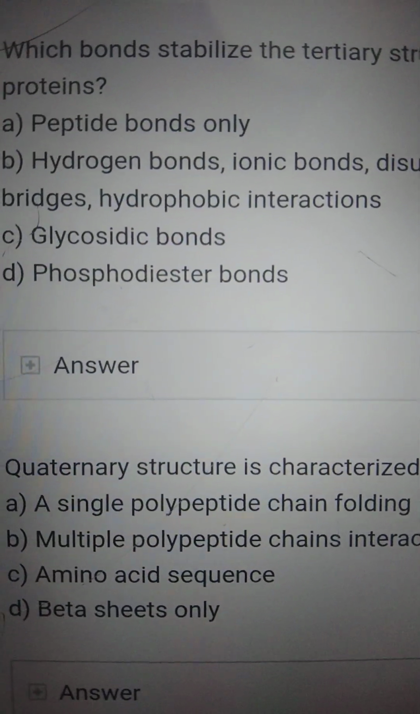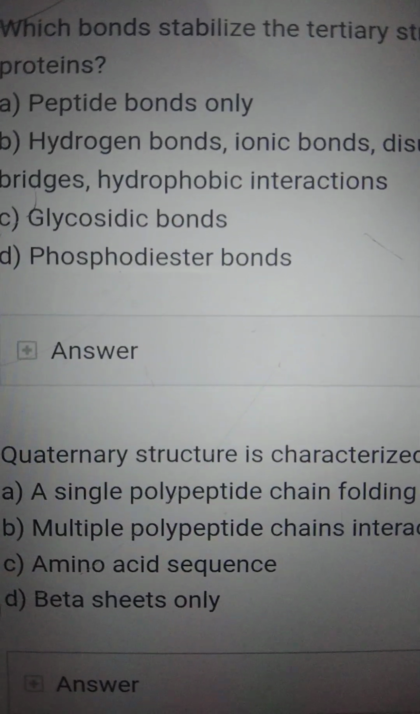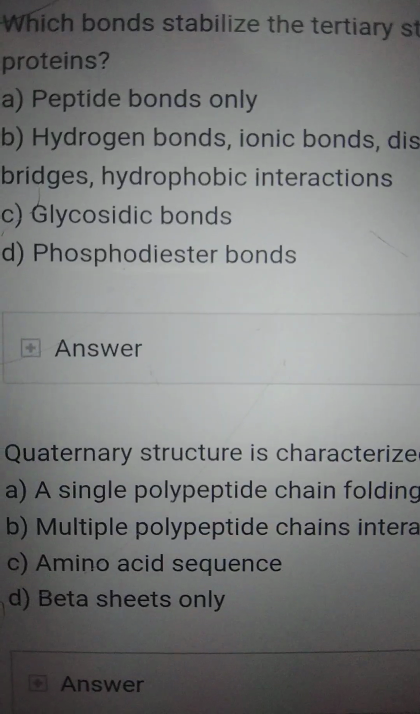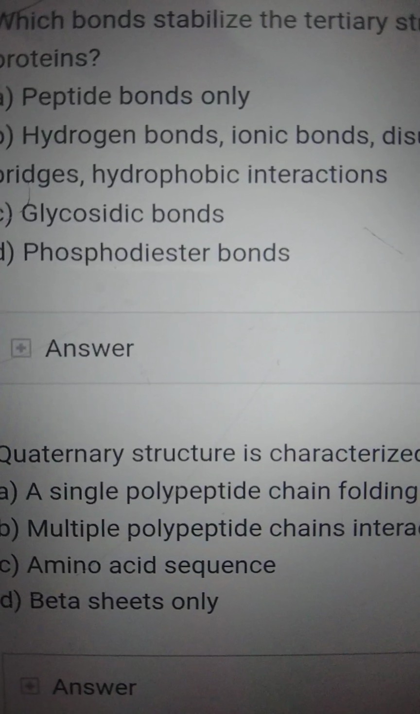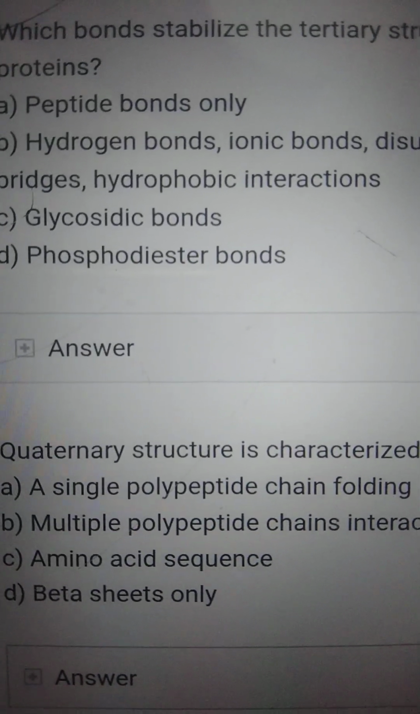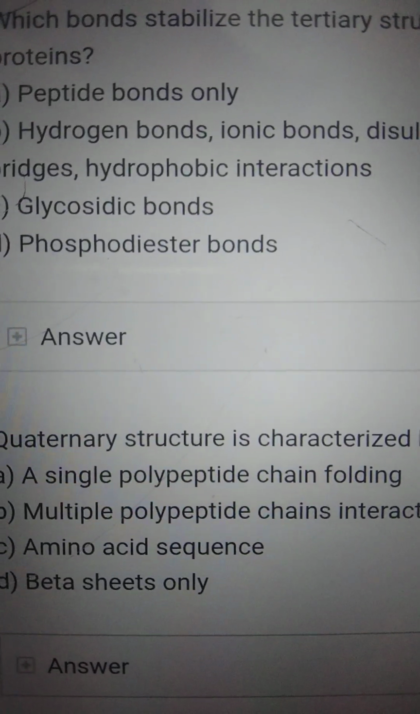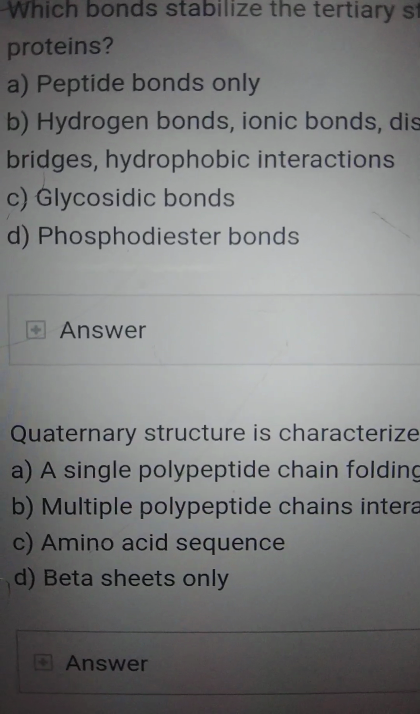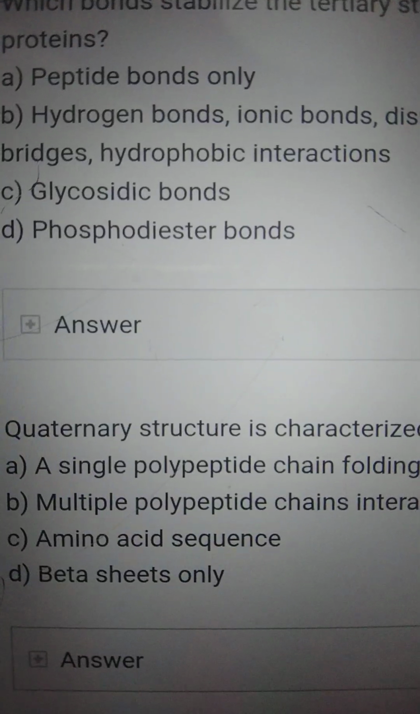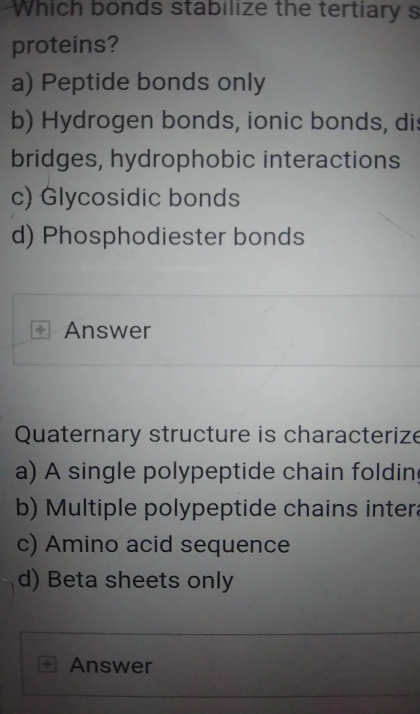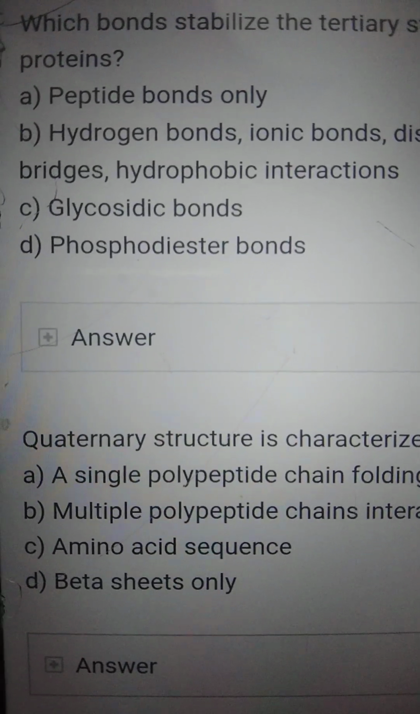Which bonds stabilize the tertiary structure of proteins? Peptide bond, hydrogen, ionic, hydrophobic interaction, all these bonds, disulfide, glycosidic bonds, phosphodiester bond. Option B is the correct one.